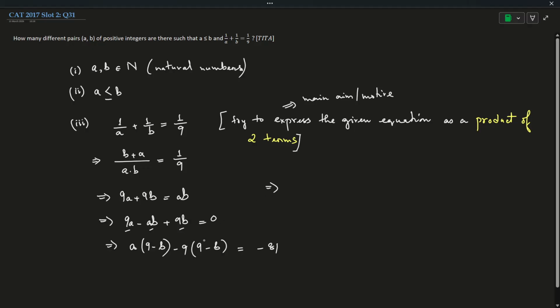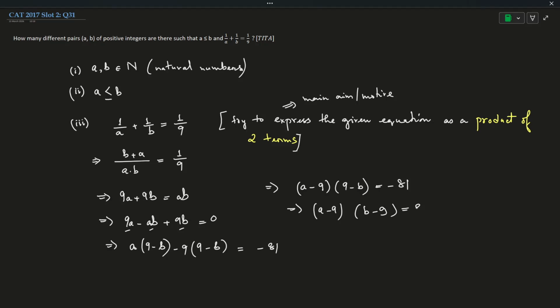From here I can write a minus 9 into 9 minus b is equal to minus 81, or I can write a minus 9 into b minus 9 is equal to 81, right? Taking the negative sign common. Okay, now I have reached my goal. The goal was to express the given equation as a product of two terms. I have expressed it as 81.